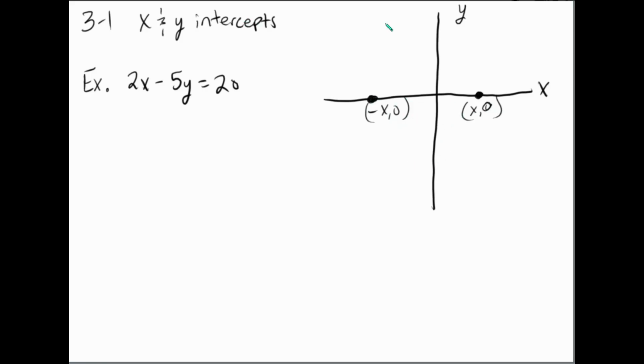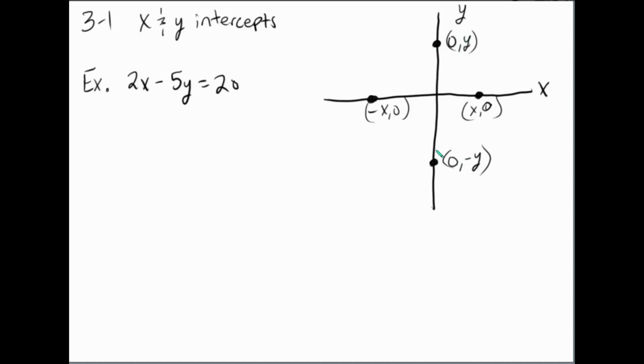Now your y-intercept would be anywhere a graph intersects the y-axis. So if a graph intersects the y-axis up here, that would be at 0 comma y. And if it were to intersect anywhere down here, it would be at 0 comma negative y. So the big takeaway here is that all y-intercepts have an x-coordinate of 0.